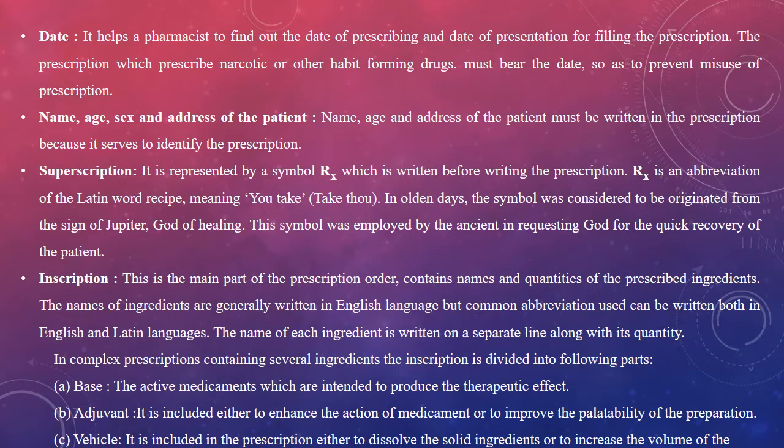First, base. Base is the active medicament which is intended to produce the therapeutic effect. Second is adjuvant. It is included either to enhance the action of the medicament or to improve the palatability of the preparation. Third is vehicle. It is included in the prescription either to dissolve the solid ingredients or to increase the bulk.